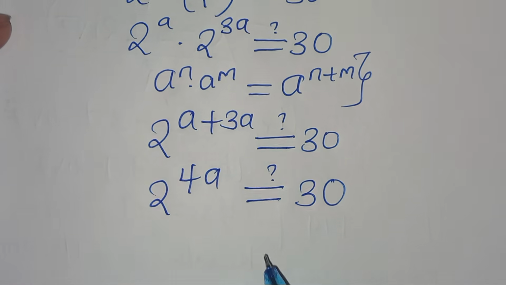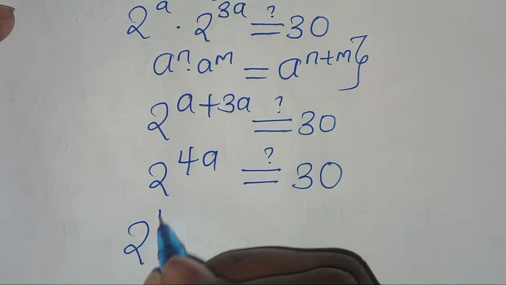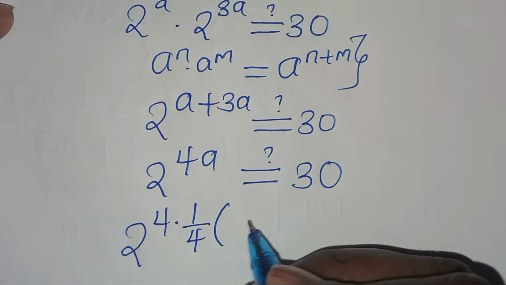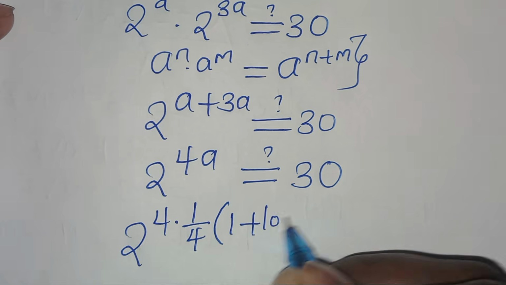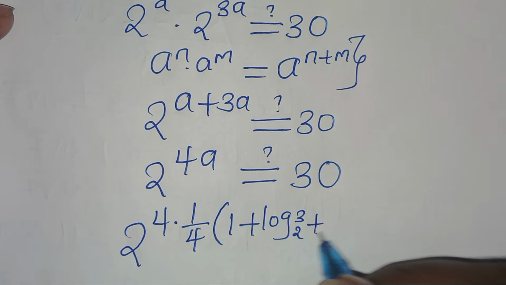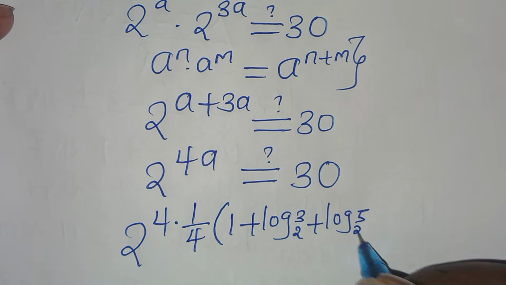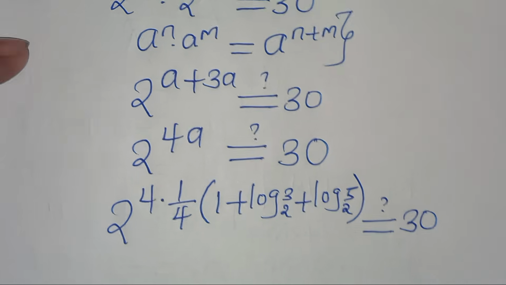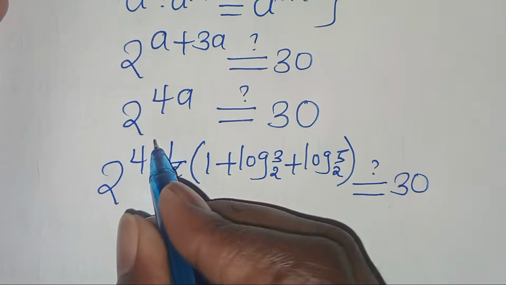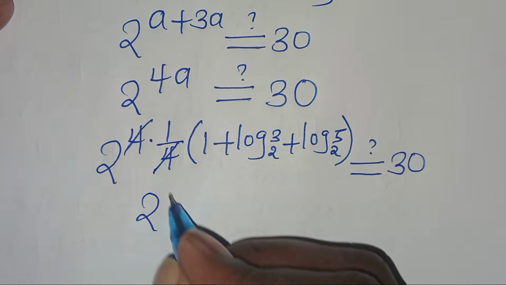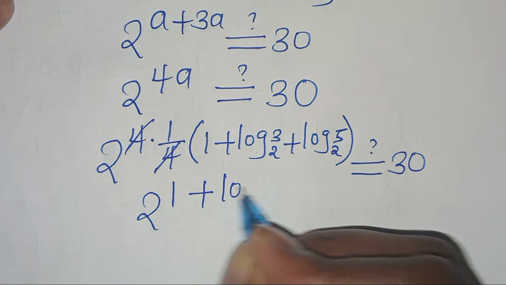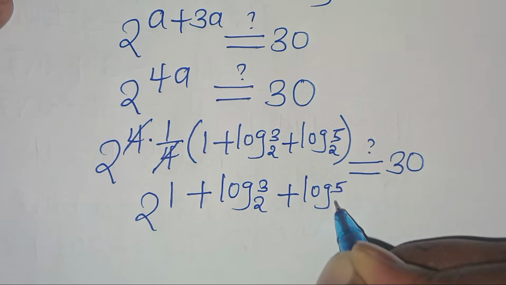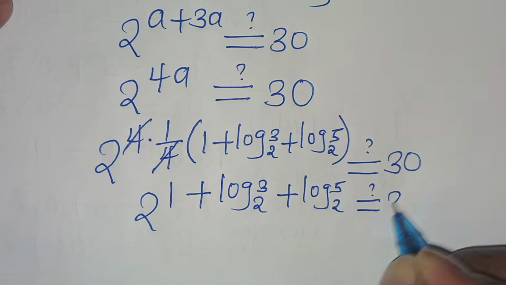So let's substitute the value of a. We have 2 to the power of 4 multiplying by a, which is 1 over 4, into the parentheses, 1 plus log 3 to base 2, then plus log 5 to base 2, close the parentheses. Now let's simplify 4 and 4 here, so that we have 2 to the power of 1 plus log 3 to base 2, then plus log 5 to base 2. This is supposed to give us a value of 30.